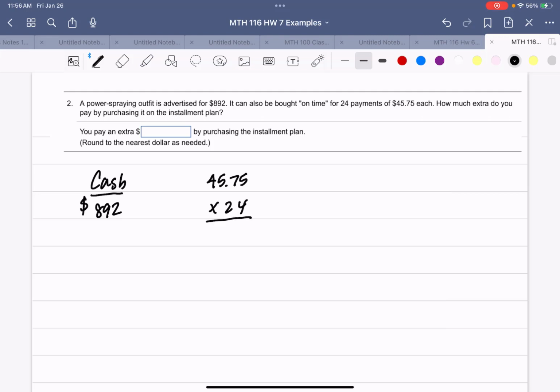So 45.75 times 24 means we end up paying $1,098. So how much more is the $1,098 than the $892? Means we're going to need to subtract. $1,098 minus $892 is $206. So we would pay an extra $206 if we purchase it on the installment plan.